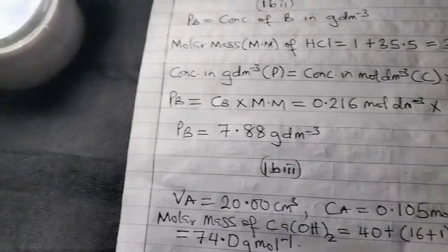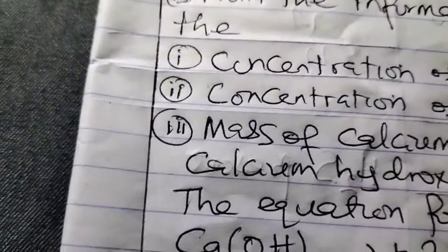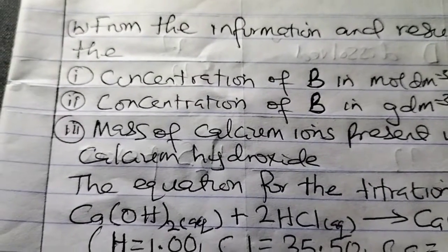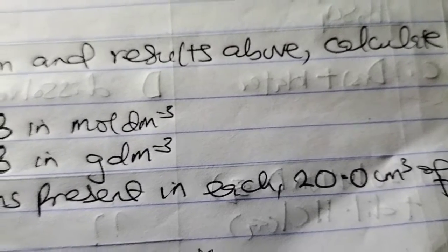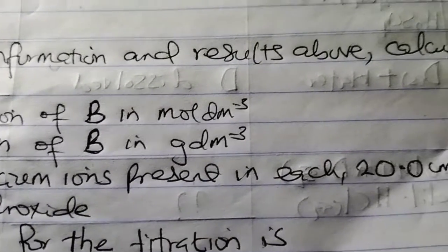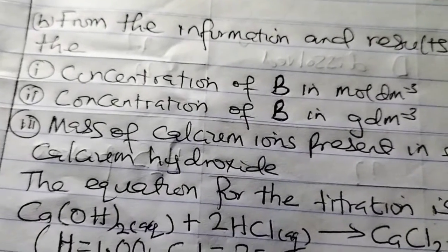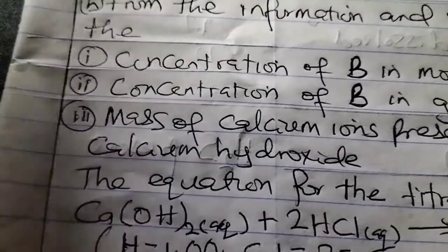We'll now go to question 1b, which says we should calculate the mass of calcium ions present in each 20.0 cm cube of calcium hydroxide. That is question number 1biii. So let's go to the solution.